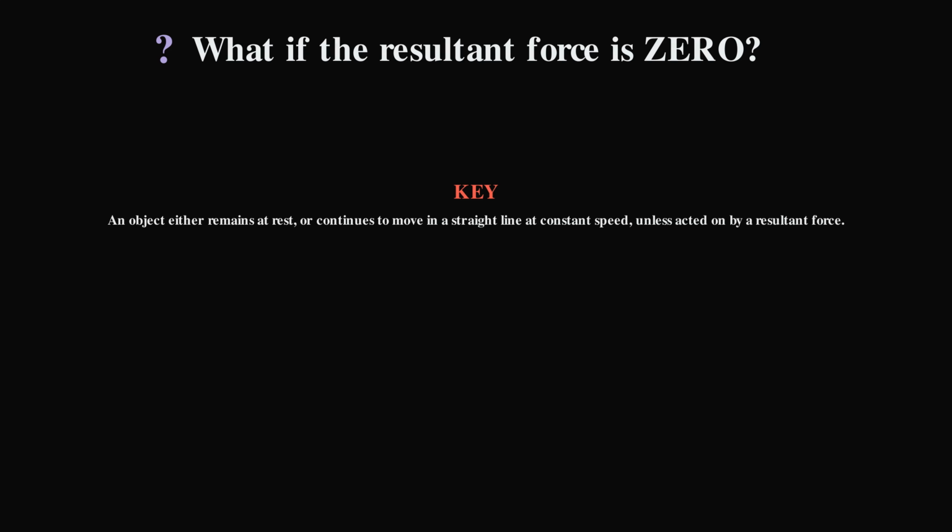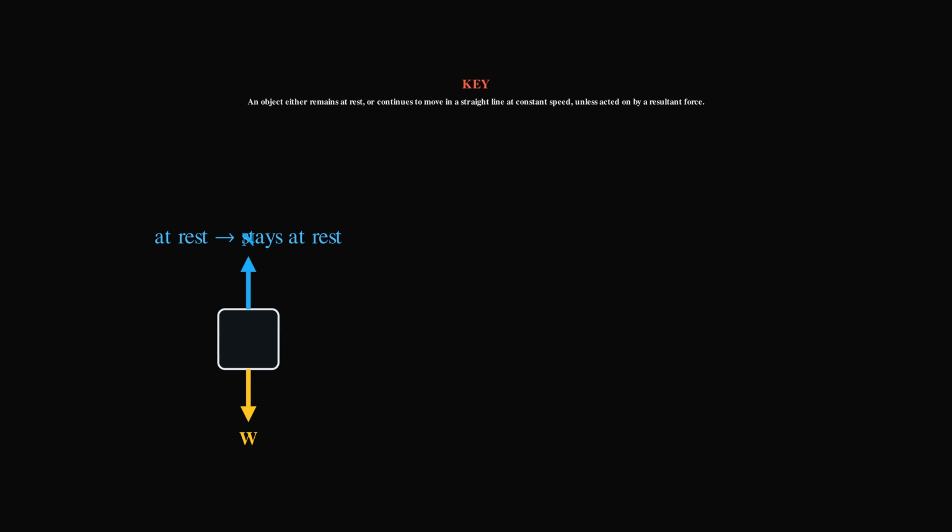Newton's first law: an object stays at rest, or keeps moving in a straight line at constant speed, unless a resultant force acts. At rest, it stays at rest. Weight and normal cancel. Already moving, it glides on at constant velocity.